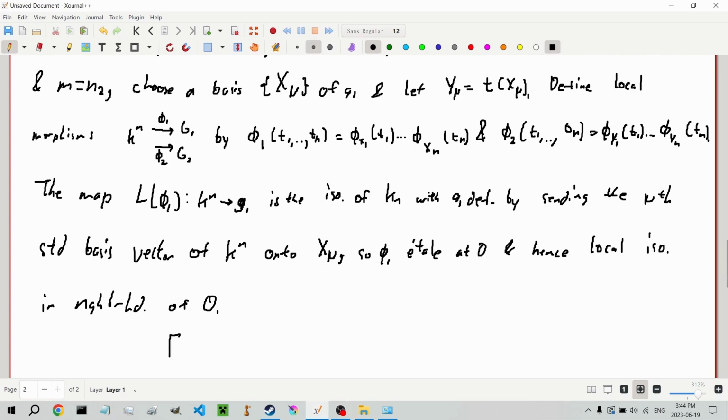Now, formally, τ_F of φ_1 is φ_2. So formally, of course, τ_F is φ_2 of φ_1 inverse. So τ_F is convergent, since the right-hand side is convergent, we know already.